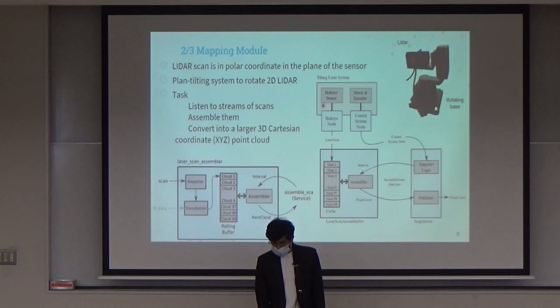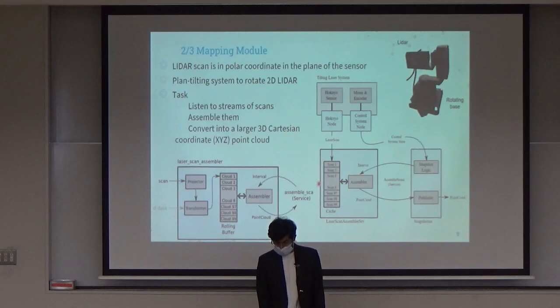Here the sensor and the rotating base, which consists of motors and encoders, are placed together, and whenever the motor is rotating the sensor, it triggers the snapshotter to send a request to the laser scan assembler to start building the map.